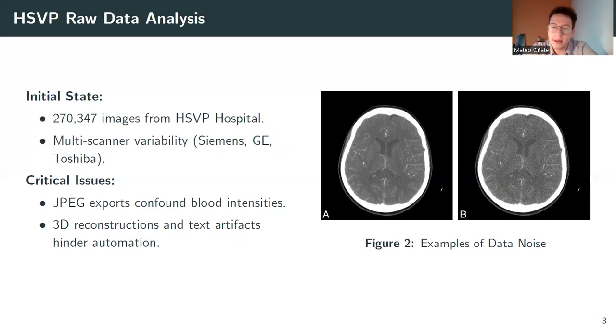In these files, blood intensities overlap, making simple intensity-based filters completely useless. So we had to navigate through 3D reconstructions, text overlays, and non-cranial scans. This noise is the real bottleneck for deploying AI in our hospitals.